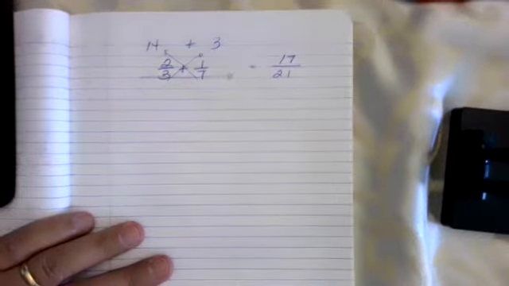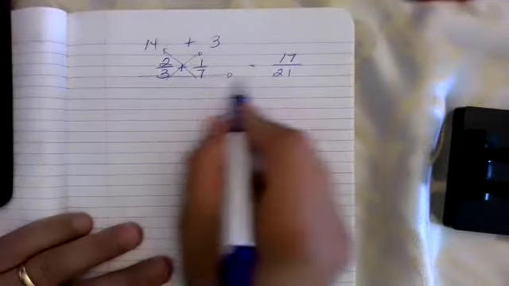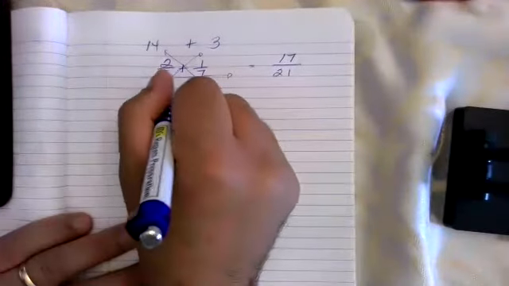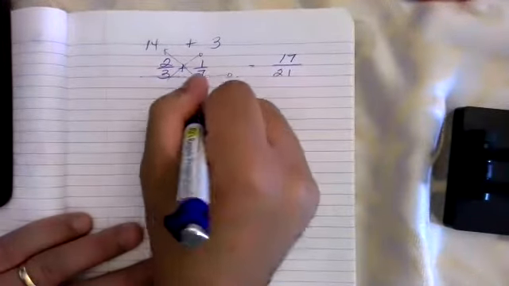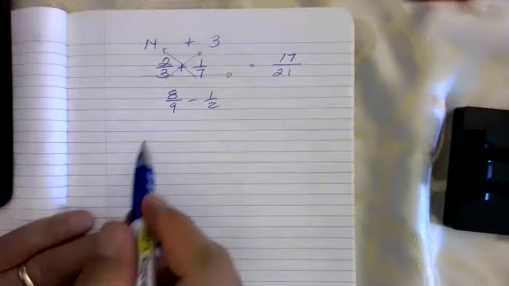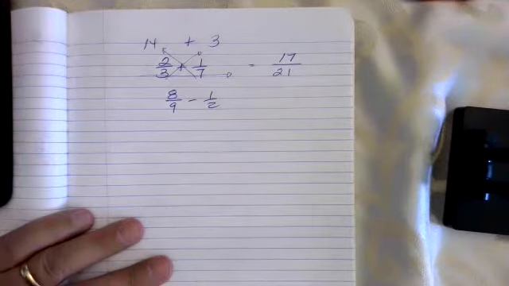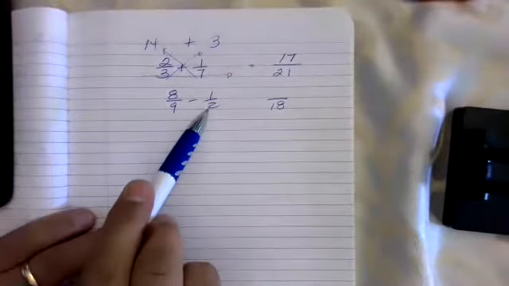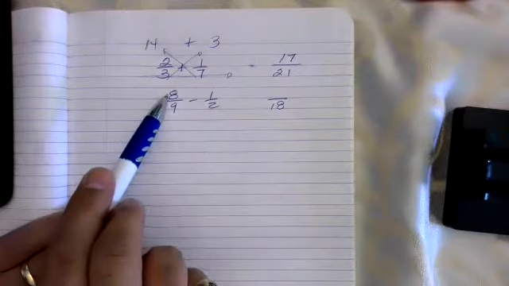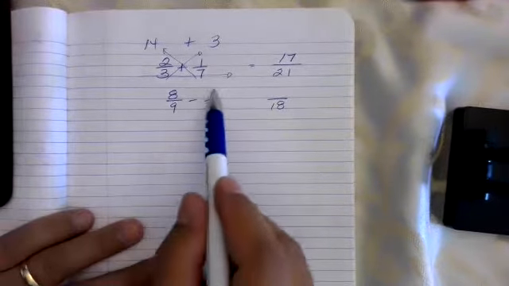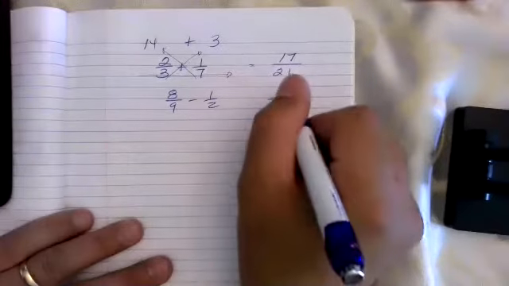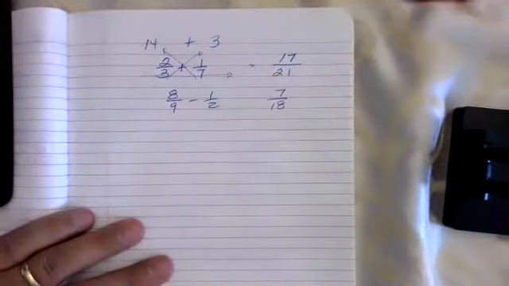17/21. I multiply my denominators, and then I cross multiply. It's an easy way to add or subtract fractions. So I could almost subtract these in my head, right? I know the denominator is going to be 18, and then I have 2 times 8 is 16. 16 minus 9 is, of course, 7. 7/18.